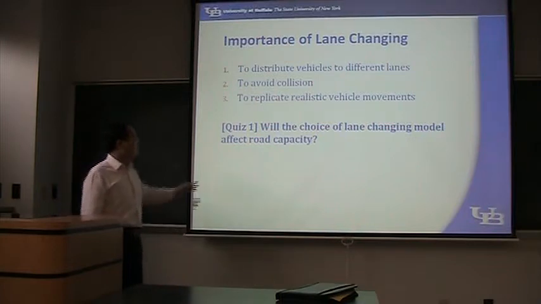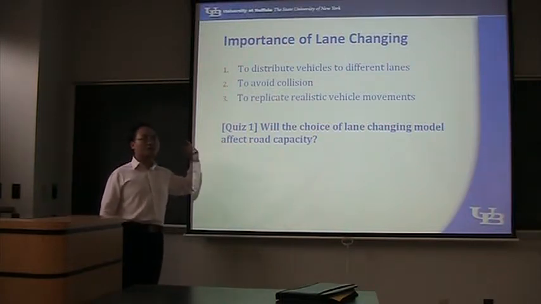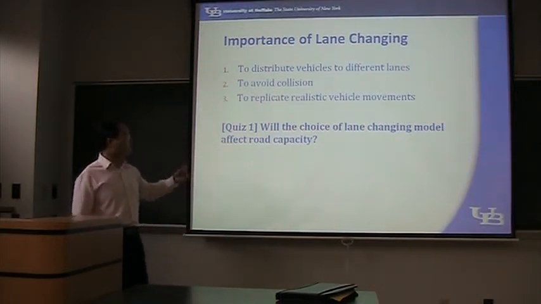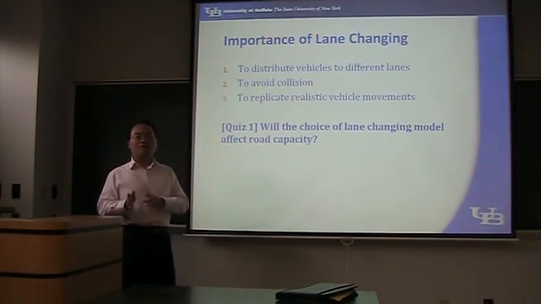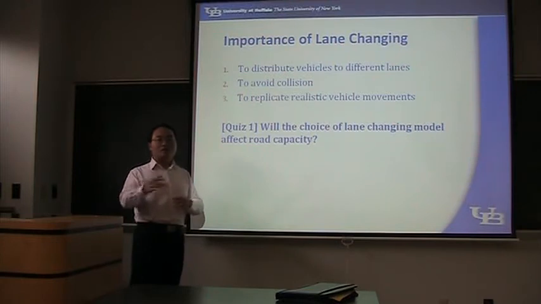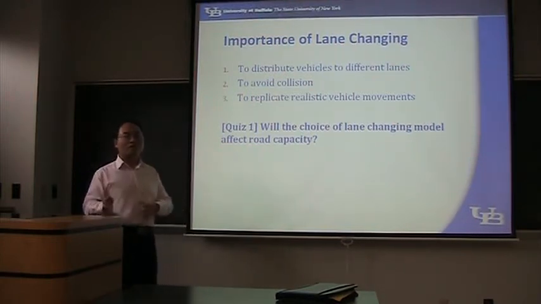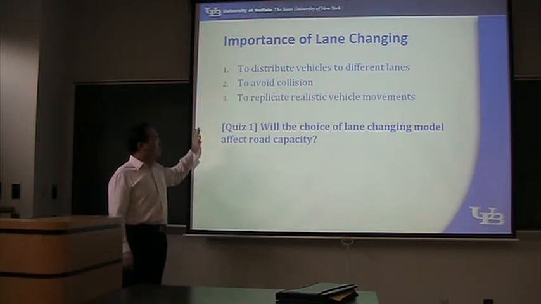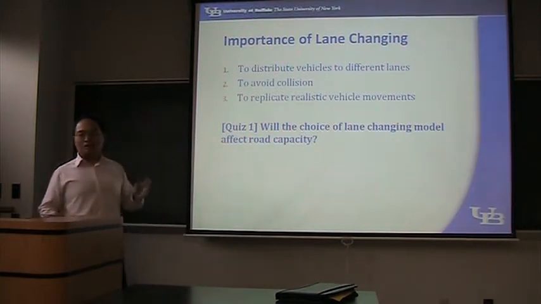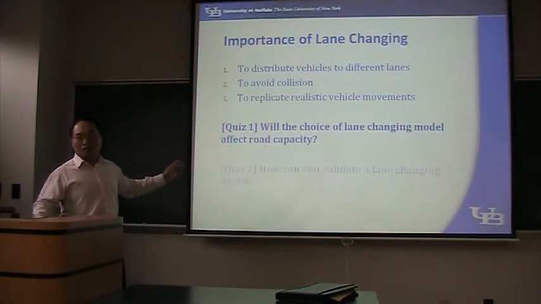Yes. As I mentioned before midterm, I talked about this lane changing thing. If the lane changing model is not working very well, then the segment or the link may be blocked because some vehicles could not go to their destinations. So the choice of lane changing model will affect road capacity. This is different from car following models.